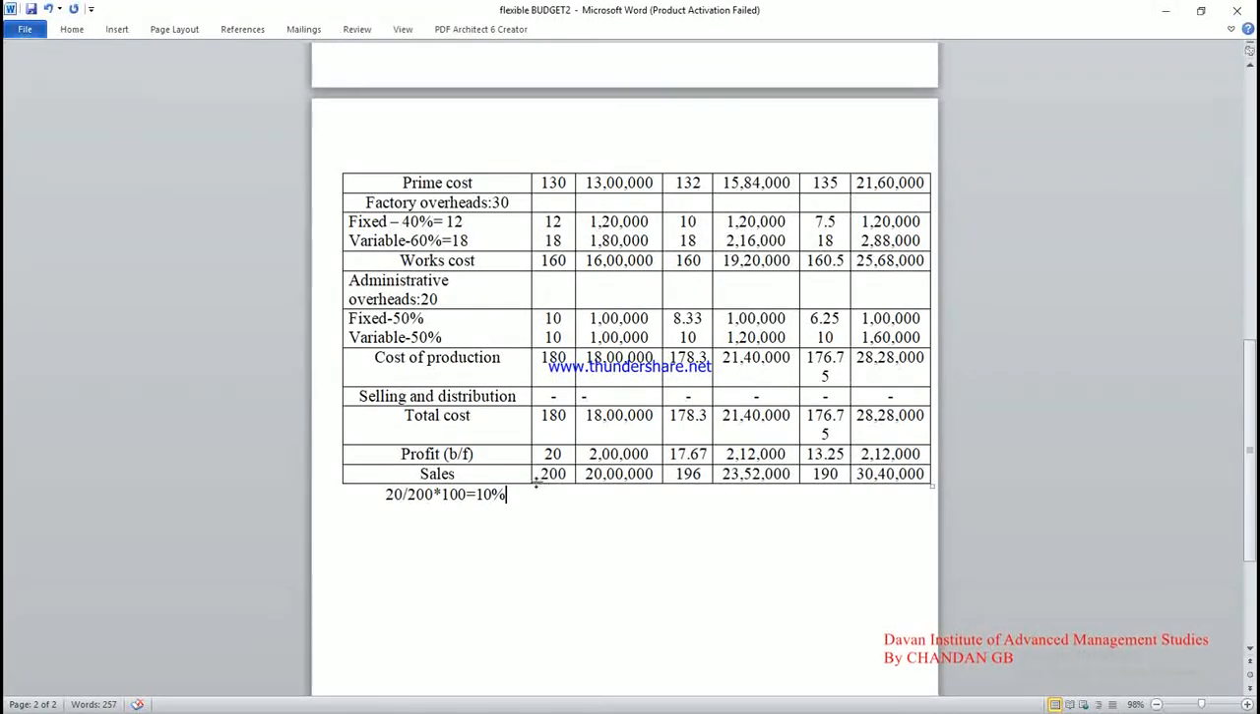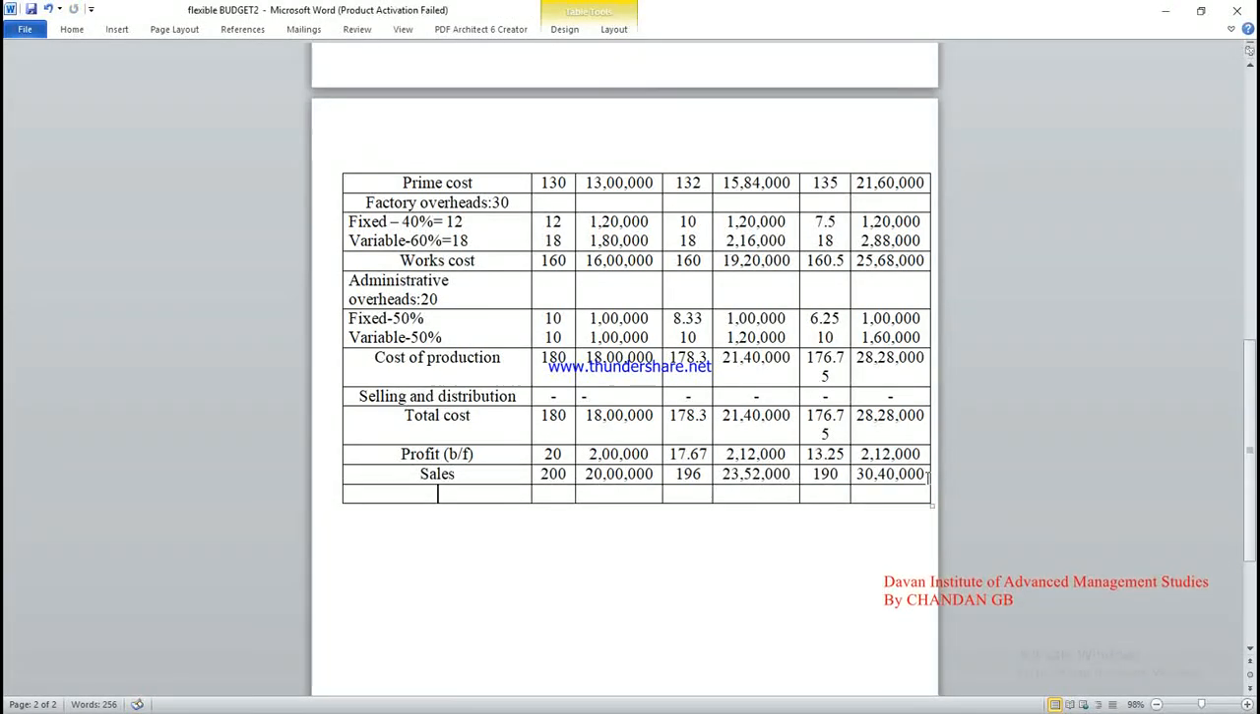So the next concept is profitability. If they mention it in the question, then just find out the profitability. Otherwise, the last profit amount will be the ending position in the flexible budget. The profitability is 10%.